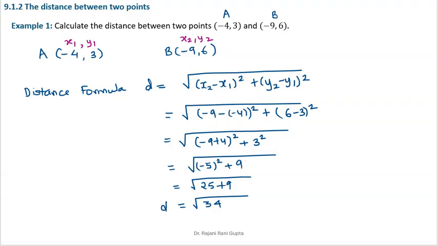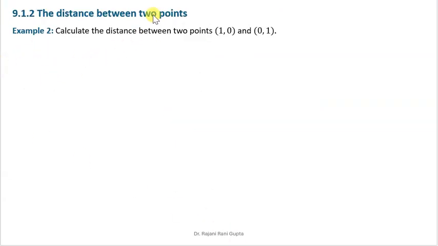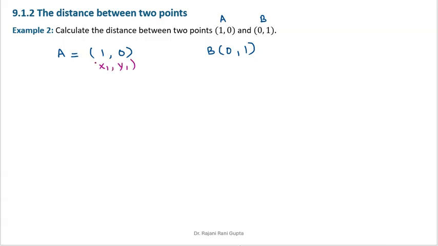Okay. Let's take another example. Suppose they ask you to find the distance between points 1, 0 and 0, 1. No problem, follow the same way. So point A is 1, 0 and point B is 0, 1. This is your x1, y1. Note that one point is x1, y1 and the other point is x2, y2. Don't write x1, x2 here, otherwise you will do the wrong thing.